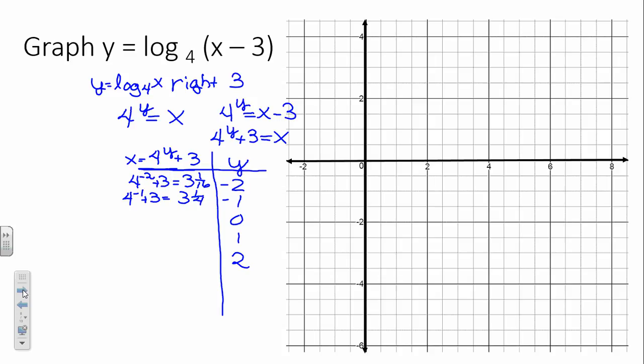Okay. Anything to the 0 power is what? So 1 plus 3 is 4. 4 to the first. 7, and then I think we're going to be too big, right? Because 4 squared is 16, and 16 plus 3 is 19, bigger than I have room for. Okay?